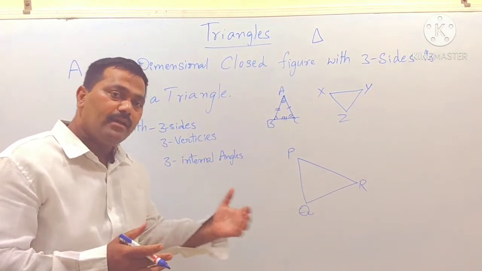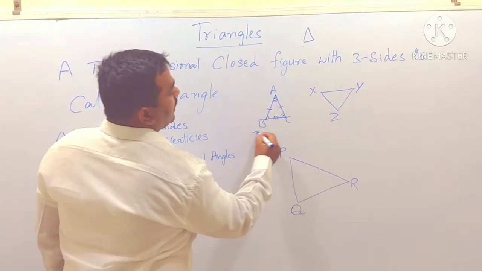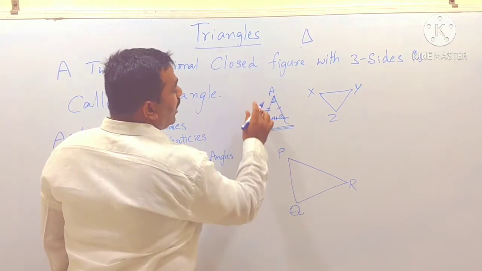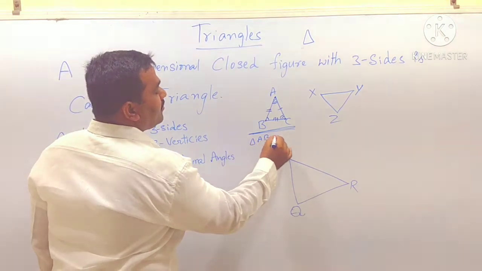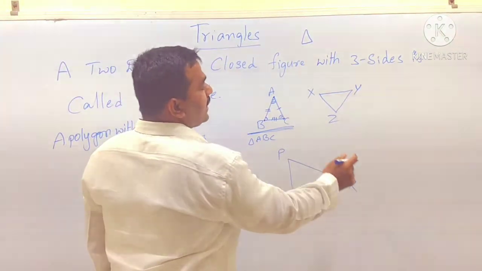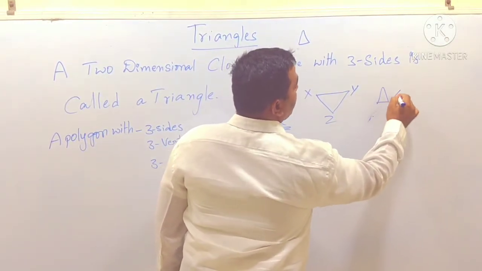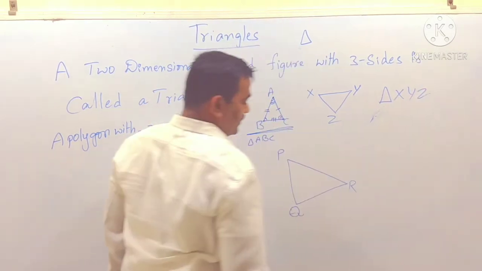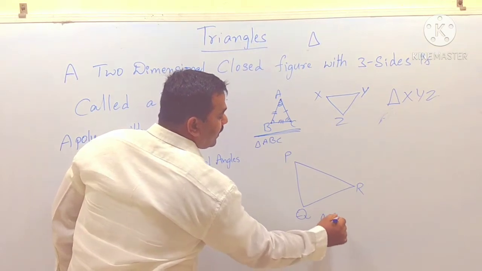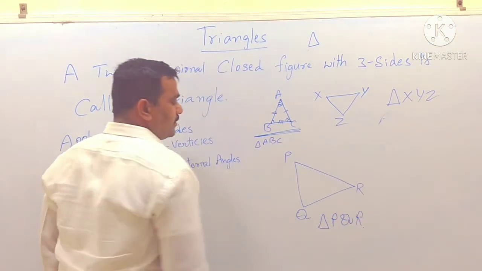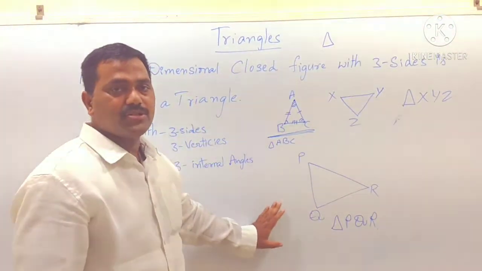This is another definition. What are the examples of triangles? These are the examples of triangles. How can we write it as a triangle in simple form? Triangle ABC. This is triangle XYZ. How we write it as triangle PQR. Okay, these are the parts of the triangle.